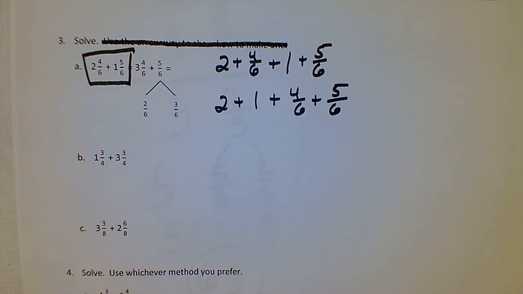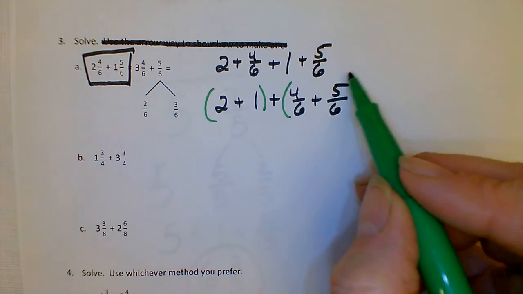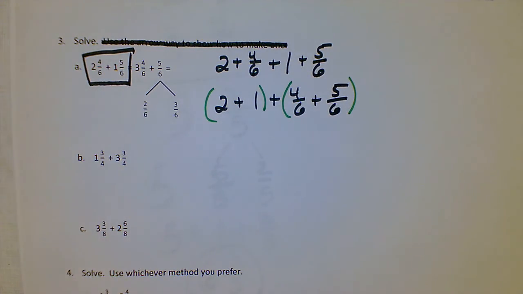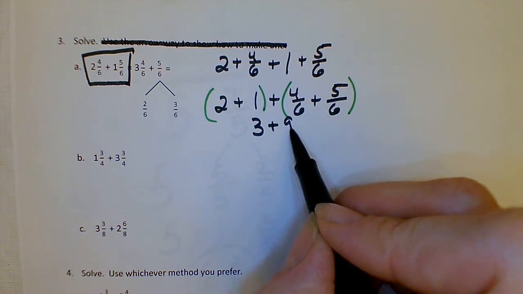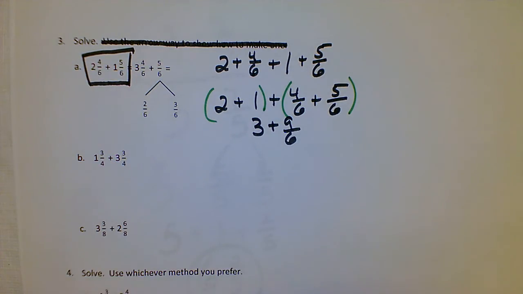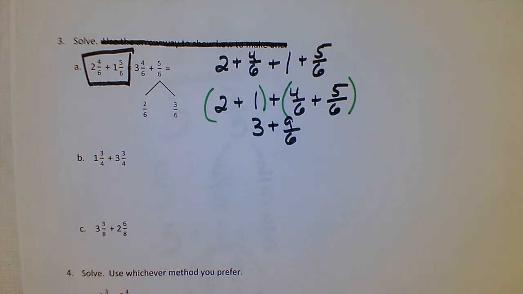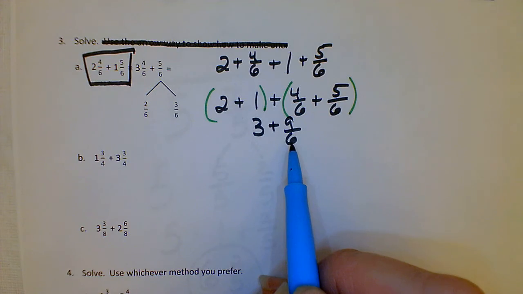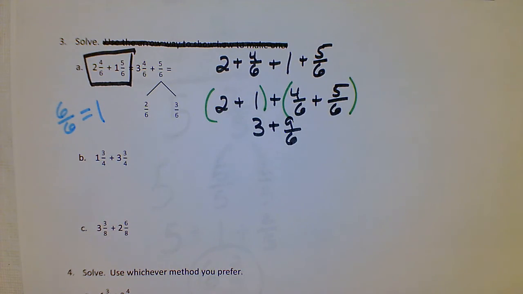And now what I want to do is I want to group these. So I have 2 plus 1 and 4/6 plus 5/6. And what I end up with here is 2 plus 1 is 3, plus 4/6 and 5/6 is 9/6. I'm starting to kind of encroach on this next problem, but I'm not modeling that one, so that's okay. So now I again have a fraction greater than 1. So we have to think about what is the rule for this problem. And if I look at this problem, I have 6th in my denominator. So my rule is going to be that 6/6 is equal to 1. So remember, you look to the denominator for the rule for the problem.